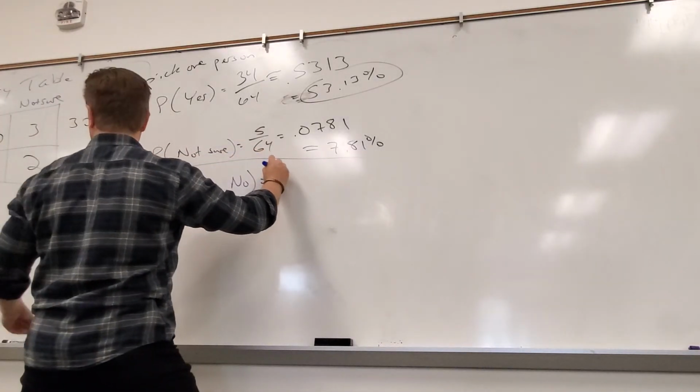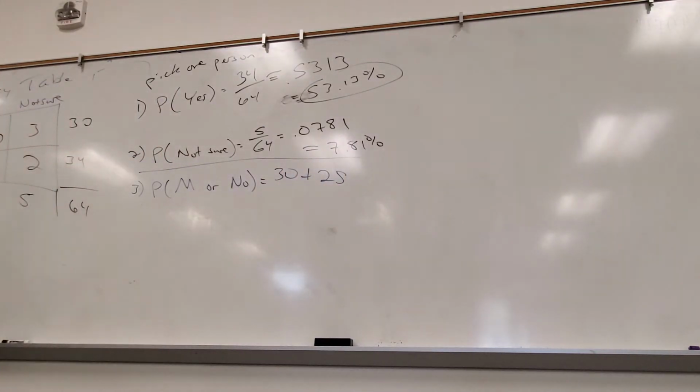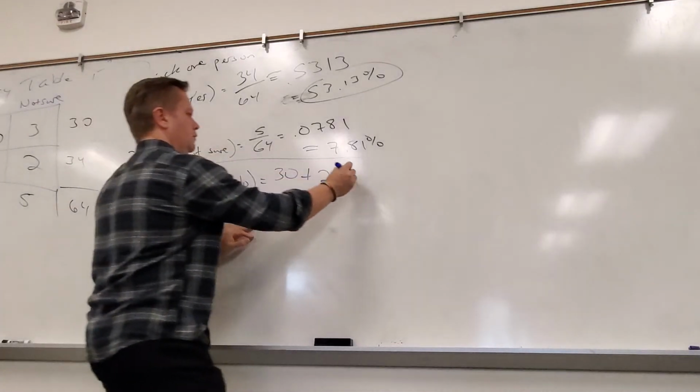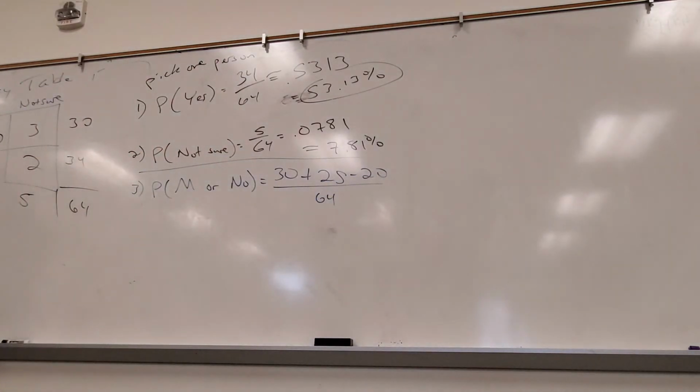So I agree with you. 30 men. If I add 25 people who said no, I have to subtract off how much? Not 5. Because how many did I count twice? 20. Now what could you have done instead? Let me make sure you guys are all with me. If I add these 30 to these 25, did I not count 20 people twice? So that's not fair.